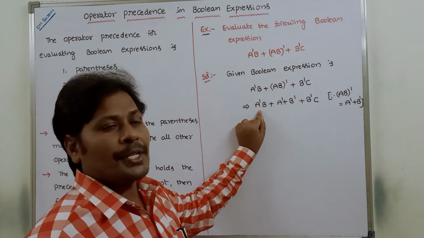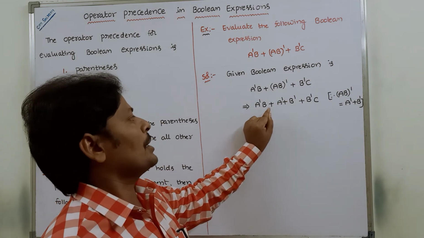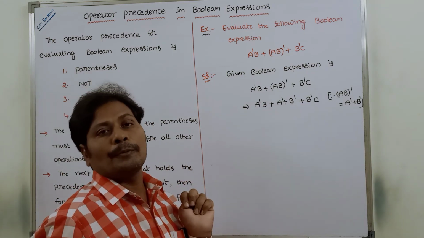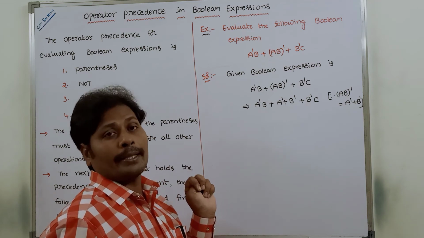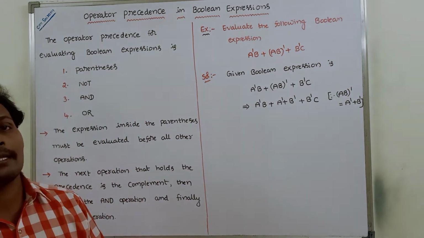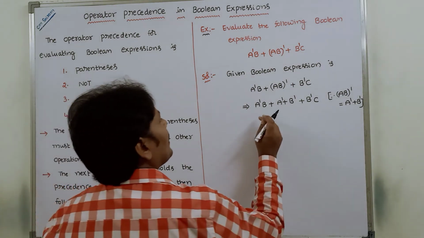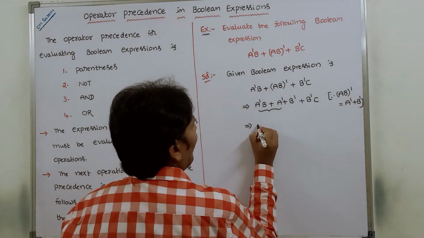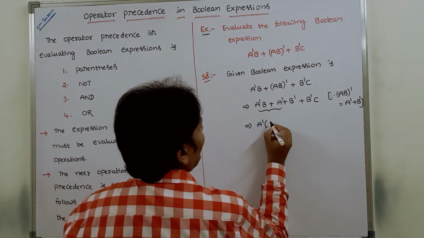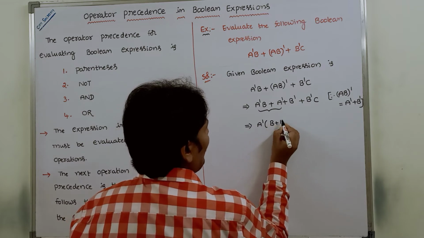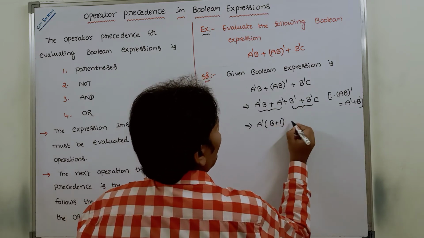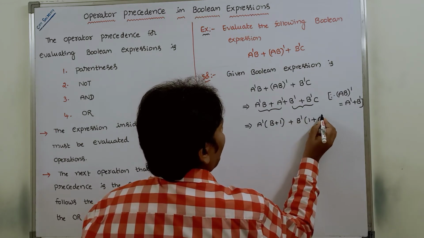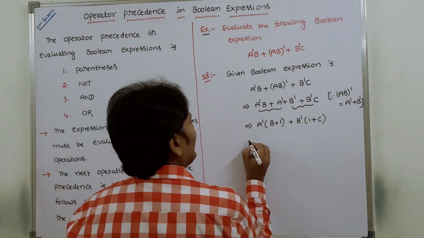After that, this Boolean expression now contains complement operation, AND operation, and OR operation. Among them, which operator has the highest priority? Complement operation has the highest priority. From these two terms, separating A bar, after separating A bar we get B plus 1. From these two terms, I am separating B bar, and after separating we get 1 plus C.